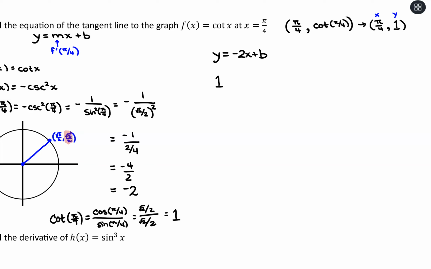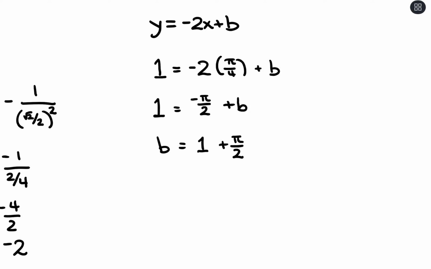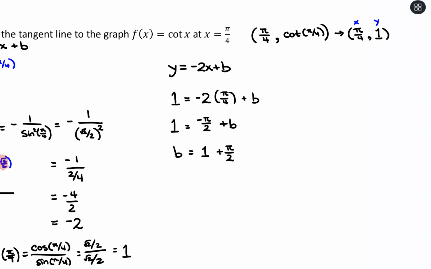So we're going to have 1 equals negative 2 times pi over 4 plus b, and we're going to solve for b. So 1 is equal to negative pi over 2 plus b. Add pi over 2 to both sides, so we're getting b equals 1 plus pi over 2. Which we could leave it like that. I'll show you two ways to write this answer. So we could write our equation as y equals negative 2x, and then for b, we have this plus 1 plus pi over 2.